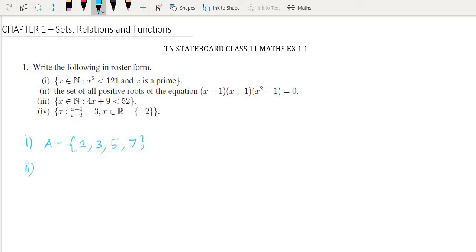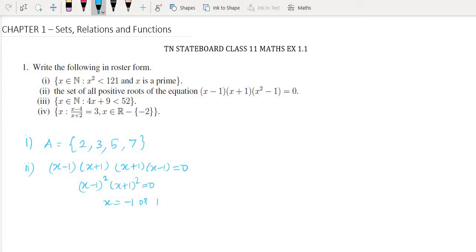And second subdivision, the set of all positive roots of the equation x minus 1 multiplied by x plus 1 multiplied by x square minus 1 is equal to 0. If I simplify, I'll use the a square minus b square formula for x square minus 1, so I'll get x plus 1 multiplied by x minus 1. If I combine these things, I'll get x minus 1 the whole square multiplied by x plus 1 the whole square is equal to 0. So solving this, x can be minus 1 or x can be plus 1.